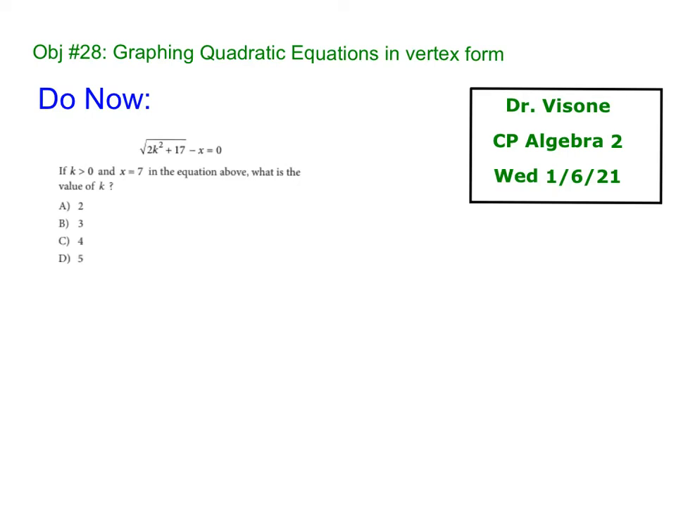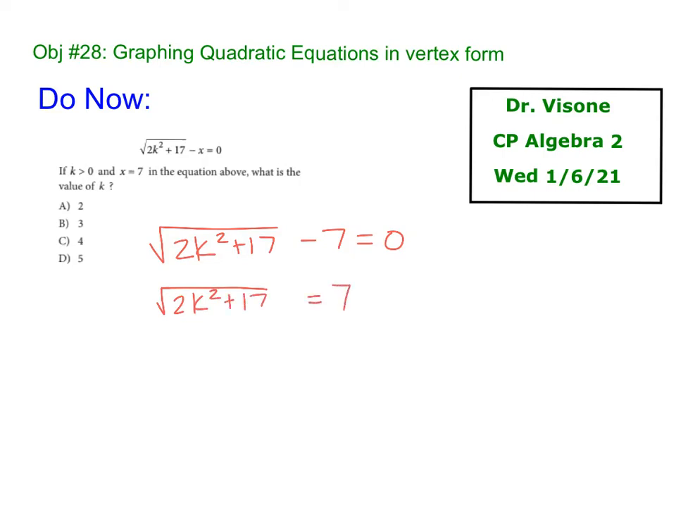So k is greater than 0. You don't really have to worry about that as much right now. x is 7. What is the value of k? So I'm going to take my equation, the square root of 2k squared plus 17, and then it says x is 7, so minus 7 equals 0. So what do you think? We haven't done one like this, but I think we can do it.